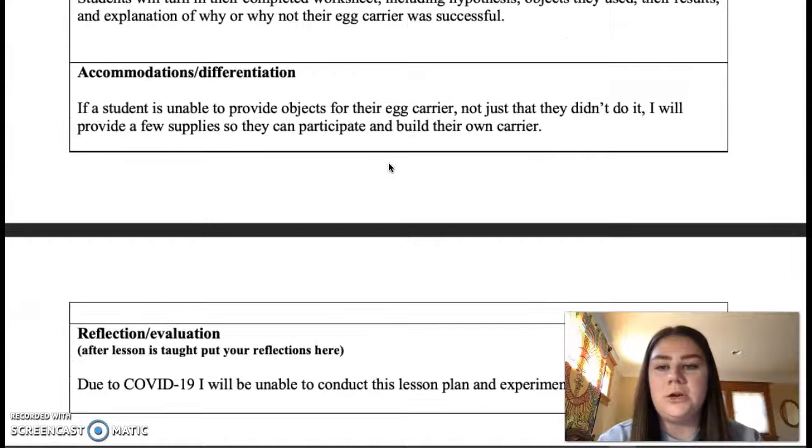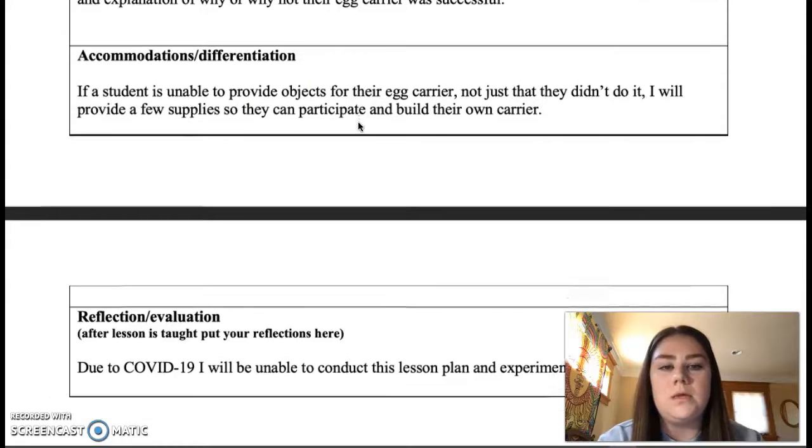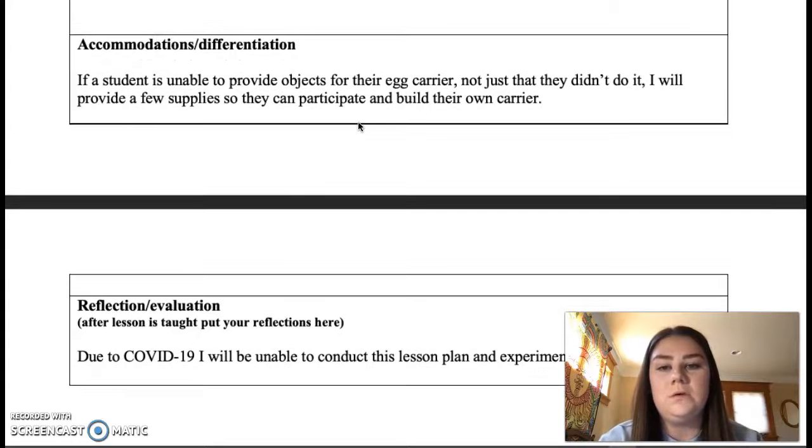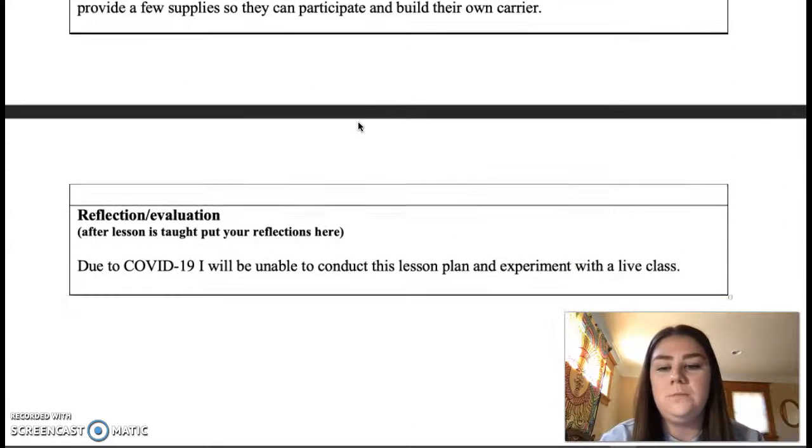And then, like I mentioned earlier, if a student is unable to provide objects for their egg carrier, they'll have to come to me and explain what the problem is. Not that they just didn't want to do it, but they'll have to come to me ahead of time. So hopefully I can help them and provide them with a few supplies so they can participate.